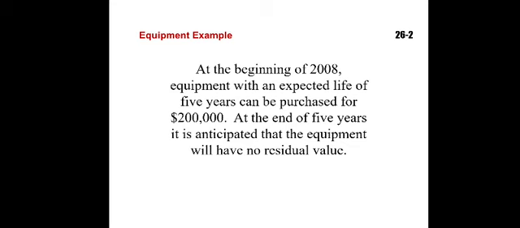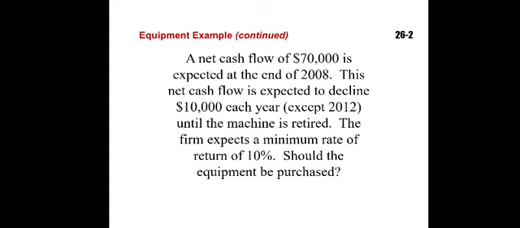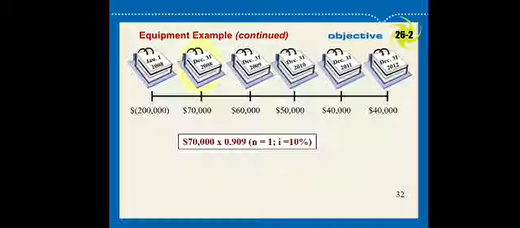So how to evaluate this investment? If you use the net present value method, this is the additional info. Net cash flow of 70,000 is expected at the end of 2008. And then this is expected to decline 10,000 every year except 2012 until the machine is retired. The firm expects a minimum rate of return of 10% should the equipment be purchased. So this is the situation.